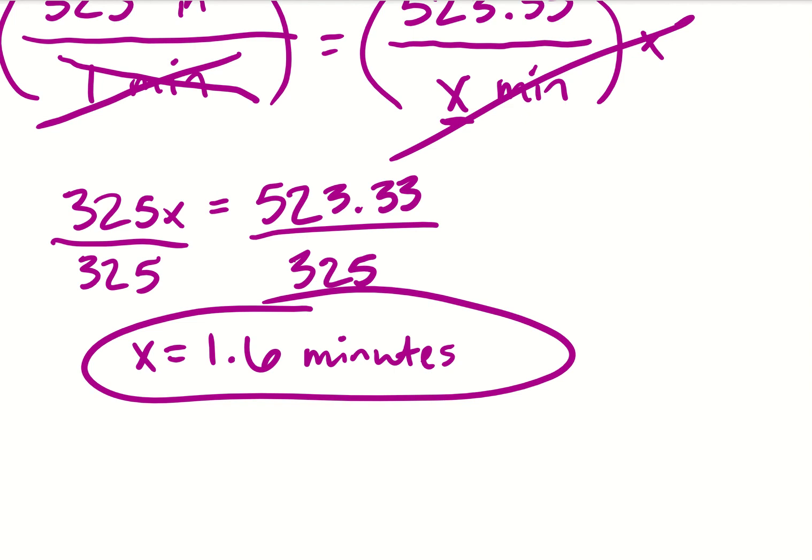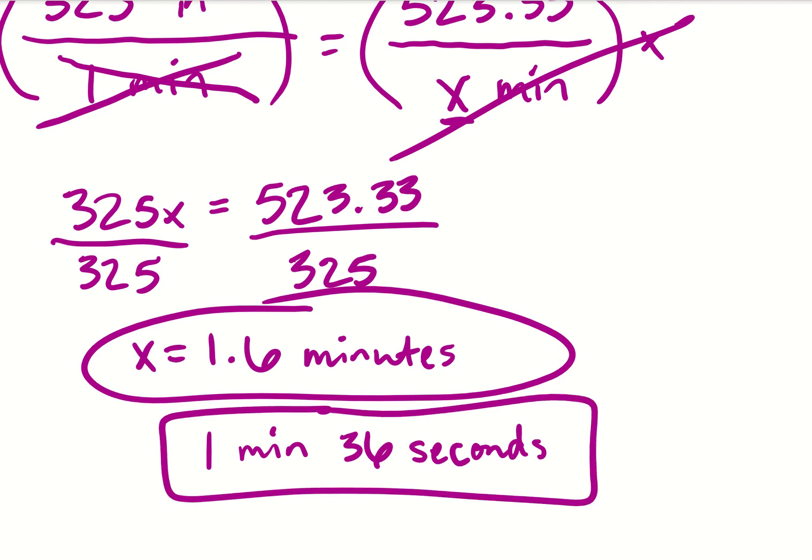If we wanted to change that to minutes and seconds, that would be 1 minute and I believe 6/10, which is 3/5. 3/5 of 60, well, 6/10 of 60 would be 36 seconds. So if you wanted to see the minutes and seconds, that's what it would be.